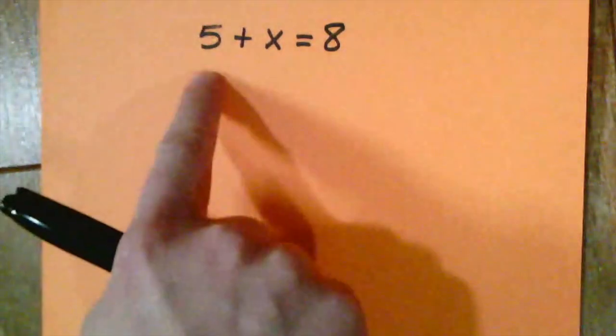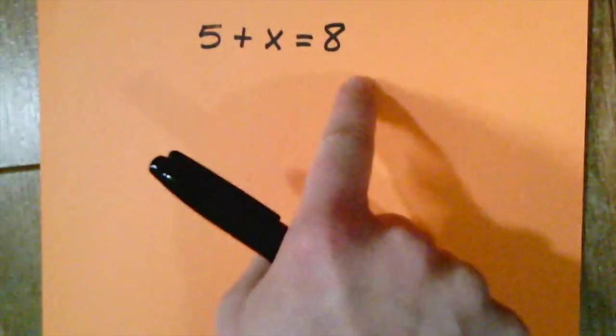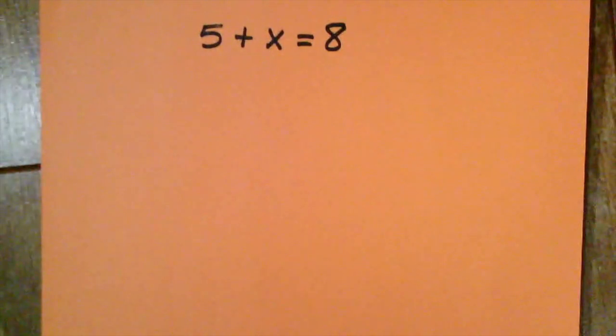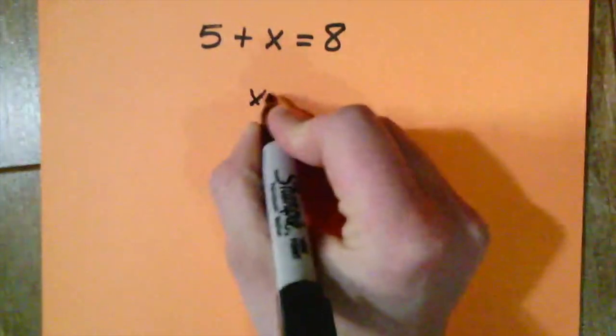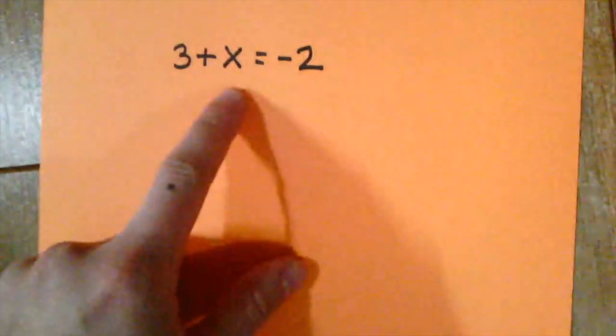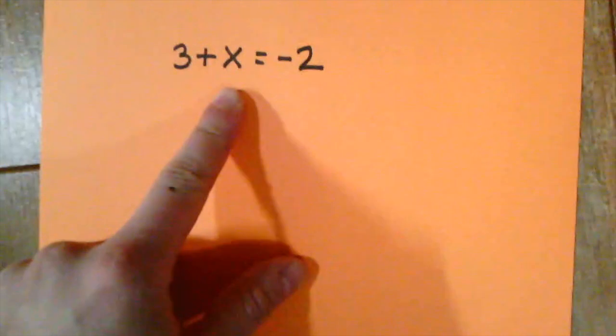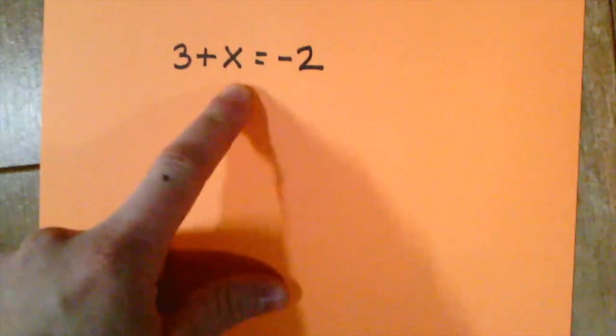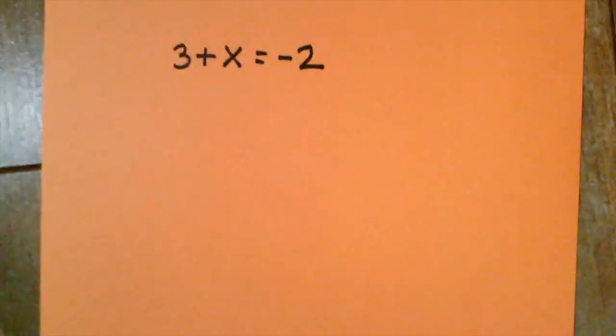One is to think about 5 plus what is going to equal 8. When we do that, we can maybe use the counting up method and think 5, 6, 7, 8. I had to count up 3, so x would equal 3. Using this same idea, we can try and figure out what value of x in this equation is going to make this a true statement, where 3 plus x has the same value as negative 2.